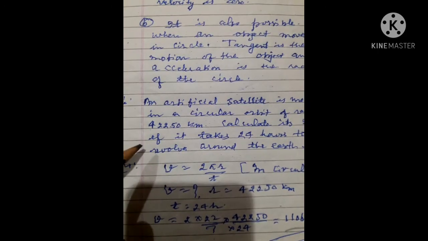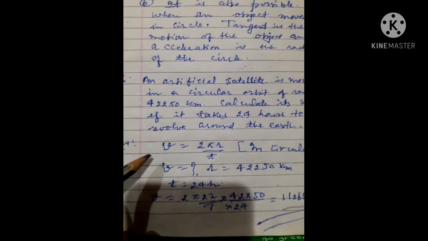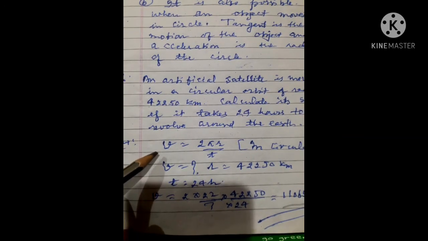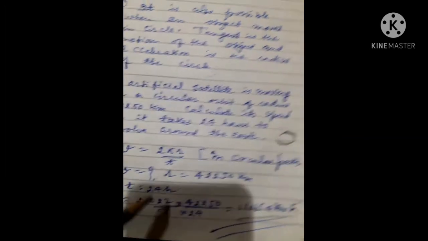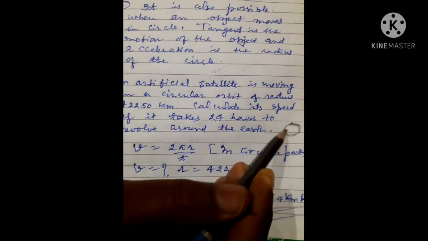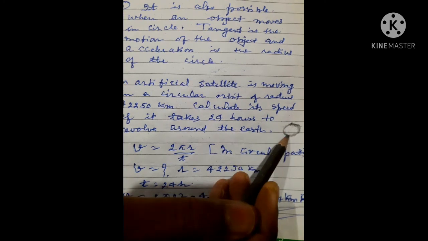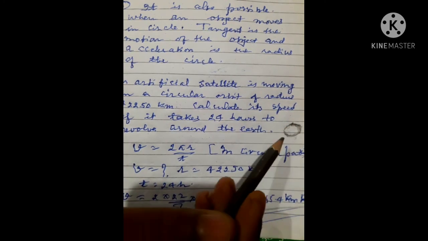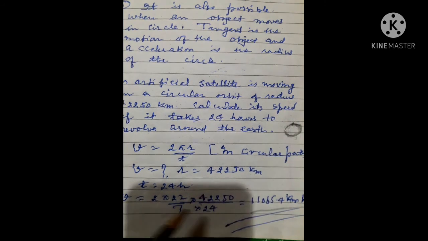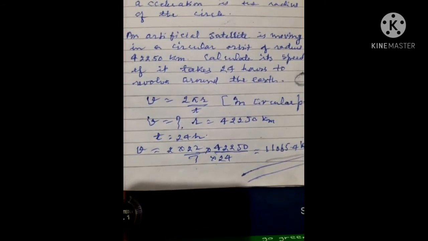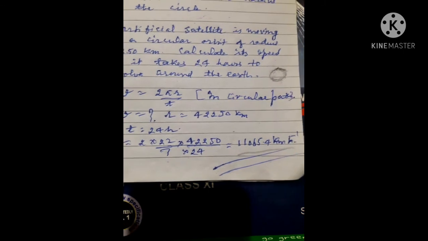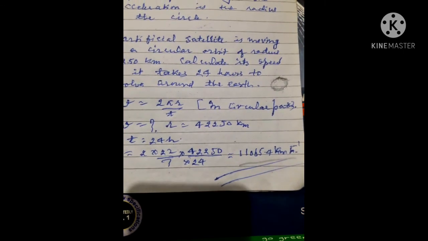Here this question is of circular motion. In case of circular motion, velocity is equal to 2 pi r by t. Here circumference by time will give velocity. This is the circumference, and circumference is equal to 2 pi r. Okay, I hope you will understand all these question answers.